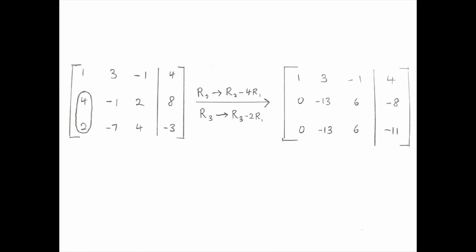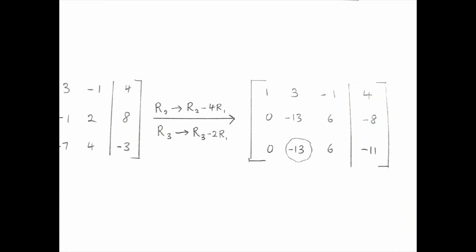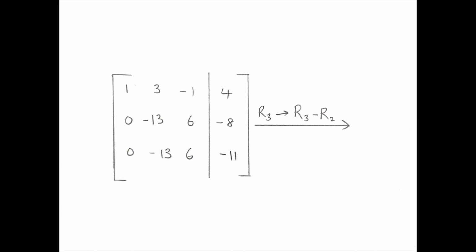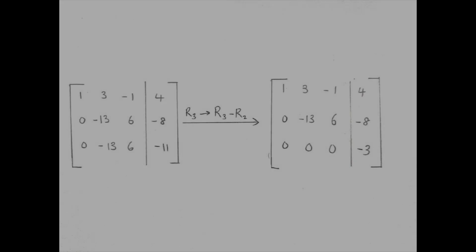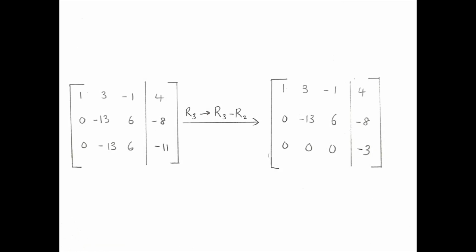And now what we are going to do is focus on the number -13 in the third row, because we need to change it to become 0. In order to do that, we can use the second row, so it will look like this: third row minus second row. So the result will look like this. So we finally get the 3 zeros at the bottom part.